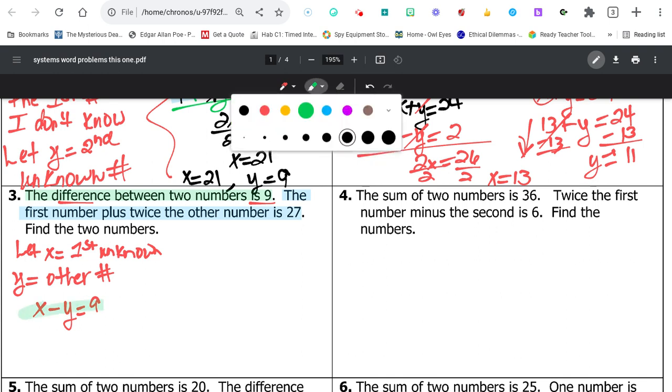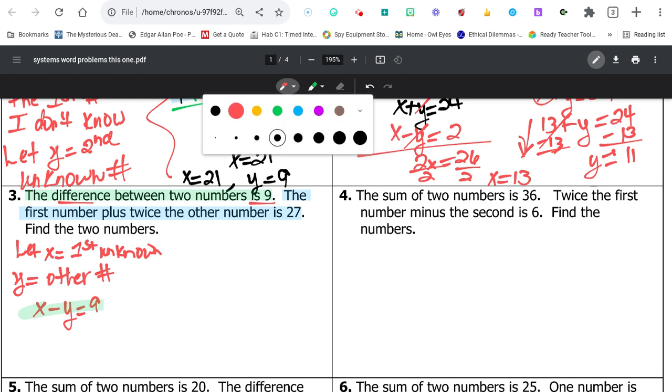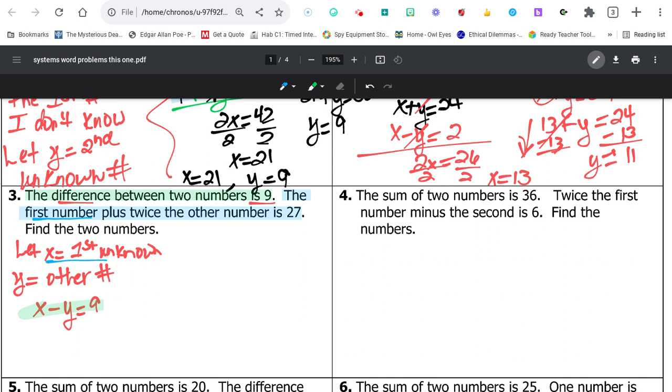And then for the one in blue, it says the first number. So my first number is x plus twice the other number. Well, the other number is y. So plus twice y is 27.